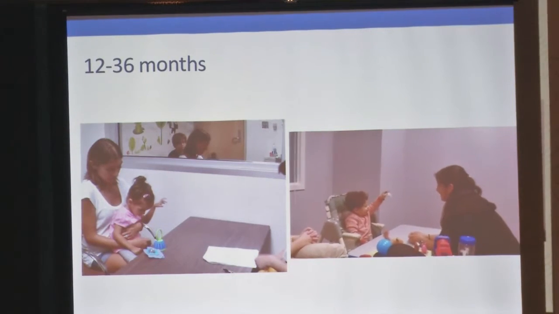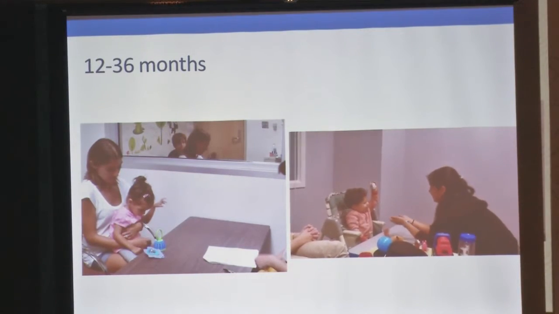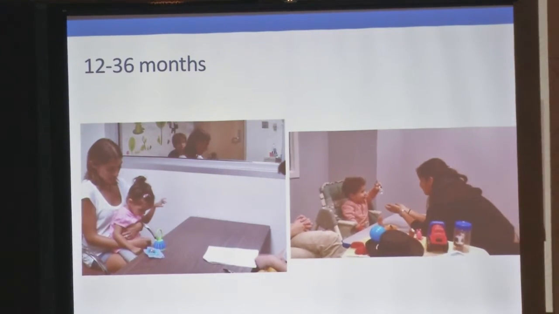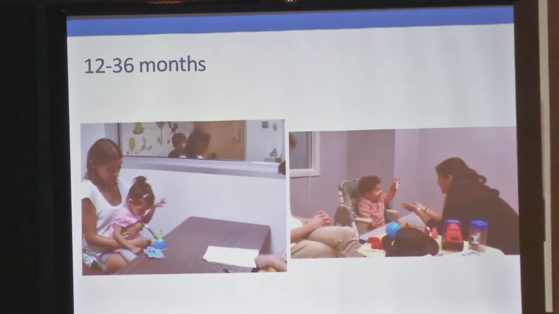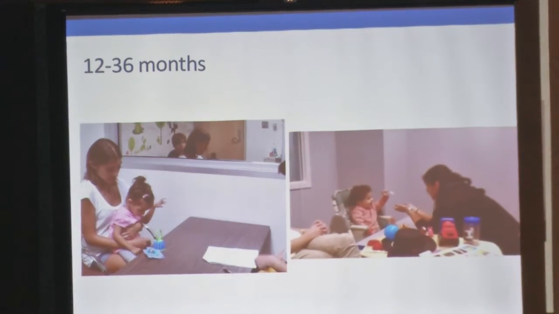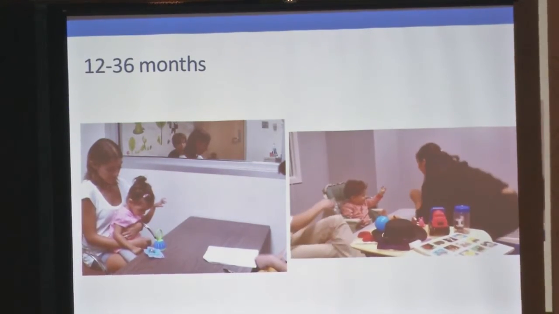So he's making eye contact. Again, he's sitting in a high chair. It's hard to tell the motor piece, but you'll see there's a little bit of clumsiness in how he's holding onto the toy, but a little bit better tone, if you will, in the upper extremities.